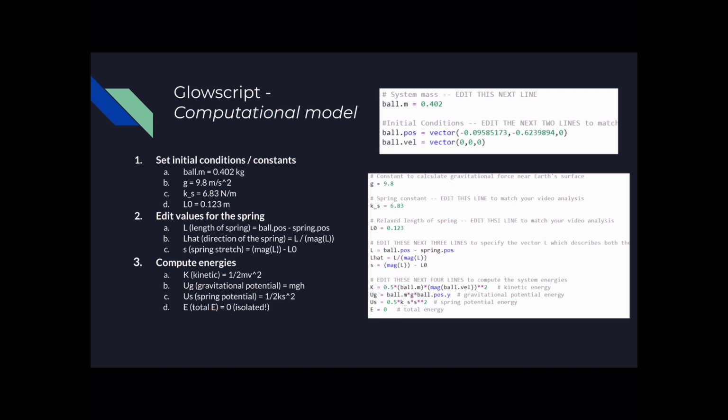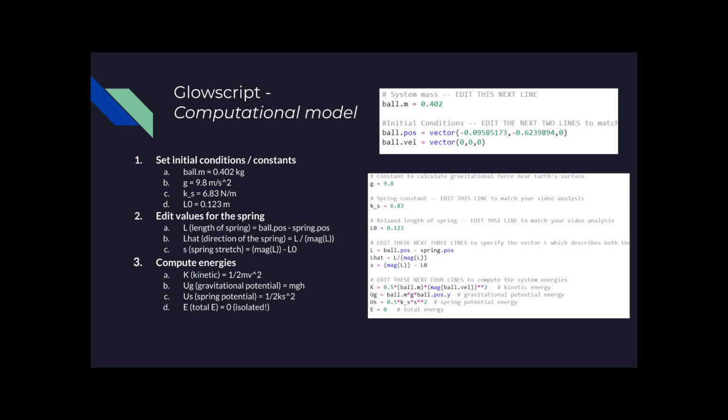Next, we added the values for the spring, such as the length of the spring, by subtracting the spring position from the ball position, L hat, which is the direction of the spring, so we divide L by the magnitude of L, and S, which is the amount of stretch happening in the spring. We take the magnitude of L and subtract L naught.